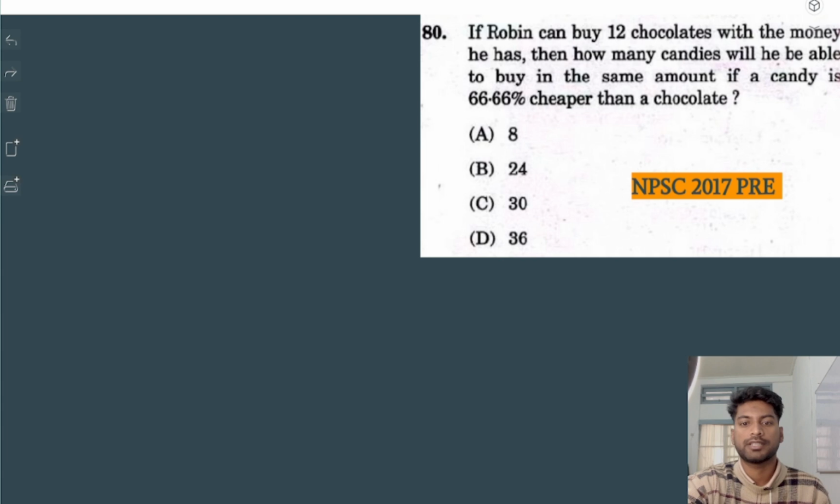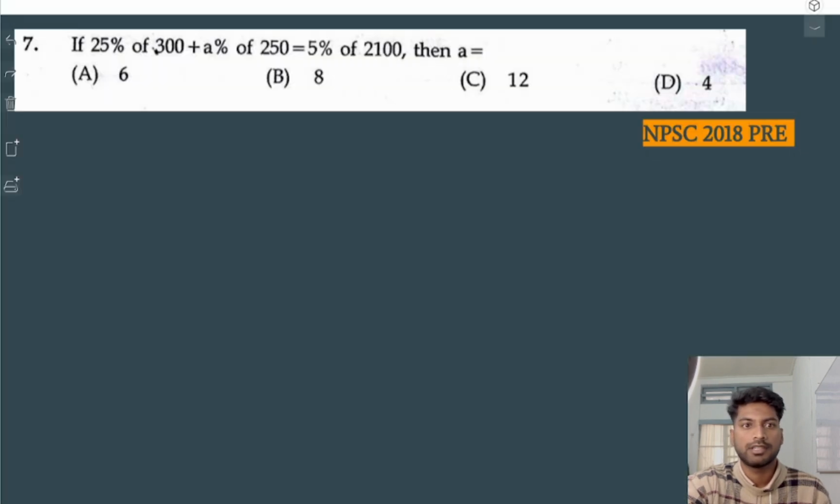Again, it's profit and loss, but I will solve this question. First solve this question, number 7. Easy one. I don't think I have to solve. You guys who are watching can solve this question easily. It's an easy one, but still, chal. I'm writing.